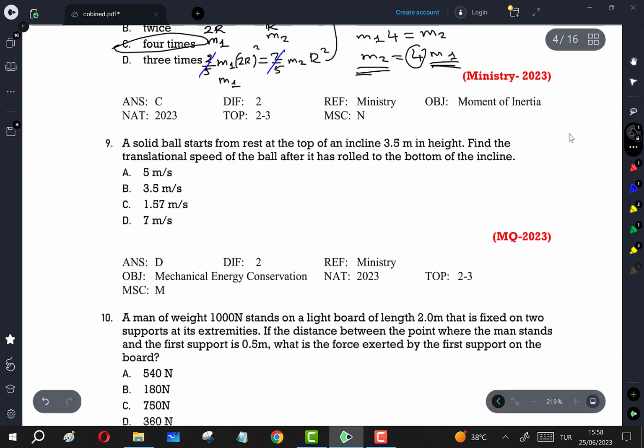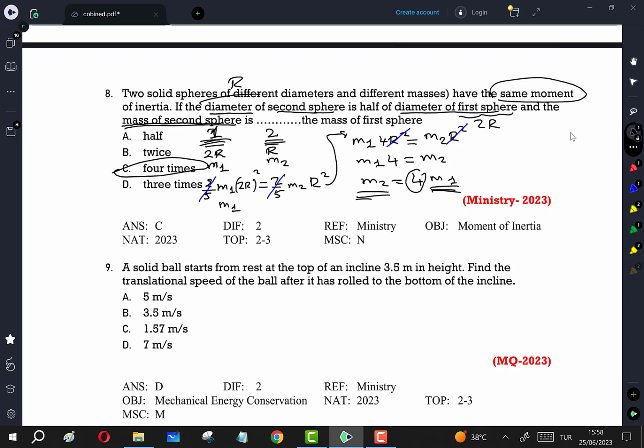Question number 9. A solid ball starts from rest at the top of a 3.5 meter height. H is given. Find the translational speed, which is Vt, after it has rolled to the bottom of the incline. It's a solid ball. For a solid ball, we have the moment of inertia equation 2 over 5 mr squared, and the coefficient of moment of inertia is 2 over 5. What is this translational speed at the bottom? I'm going to use the equation which I used in the classroom, Vt is equal to the square root of 2gh divided by c plus 1. C is the moment of inertia coefficient.